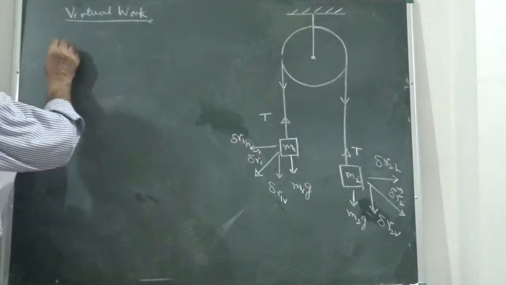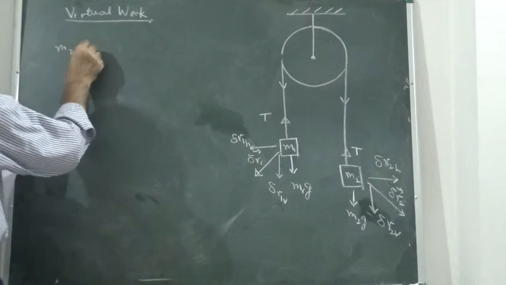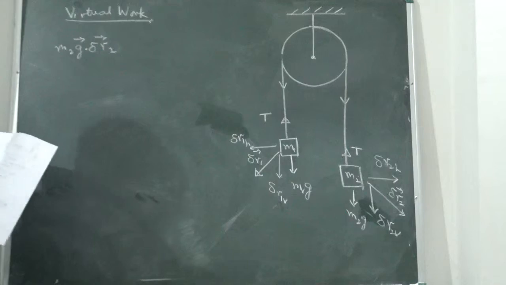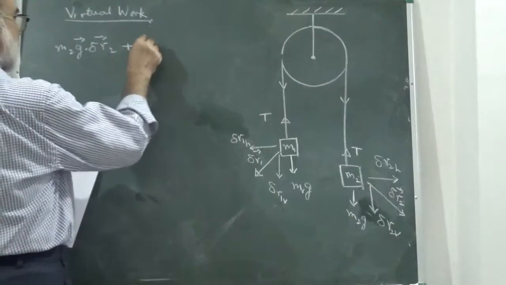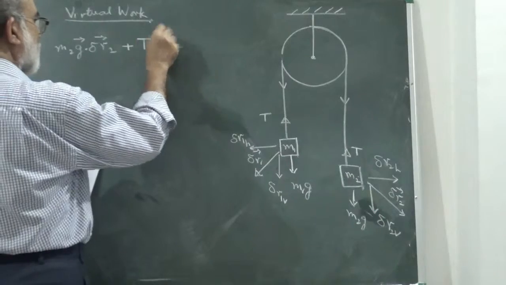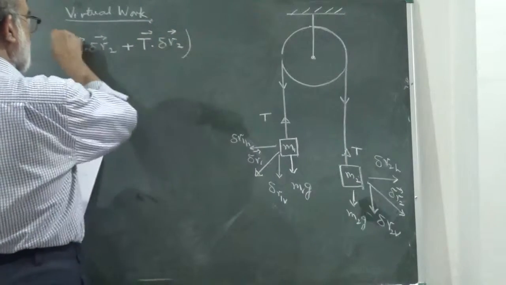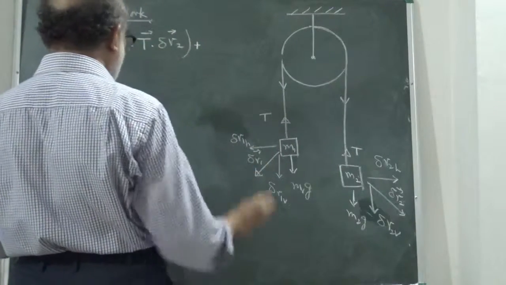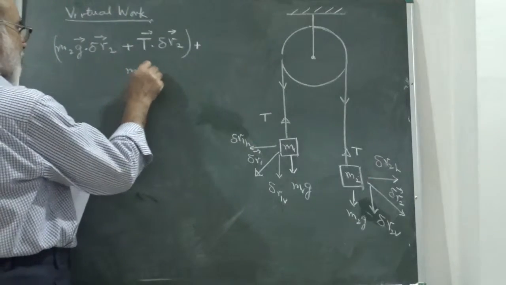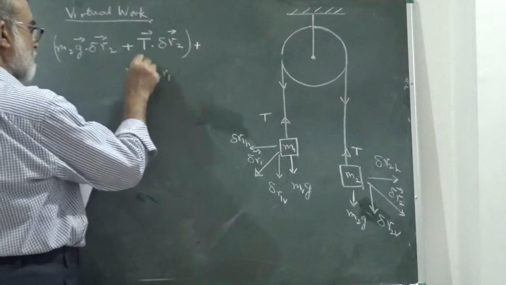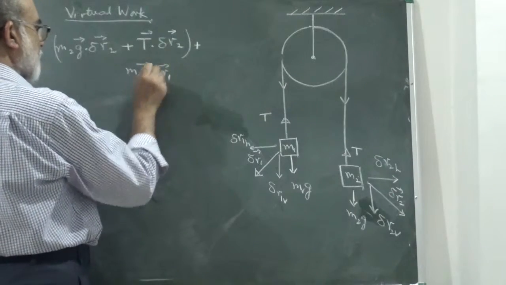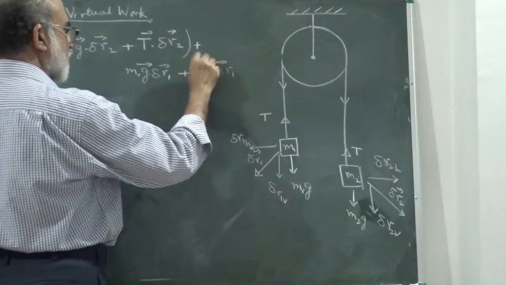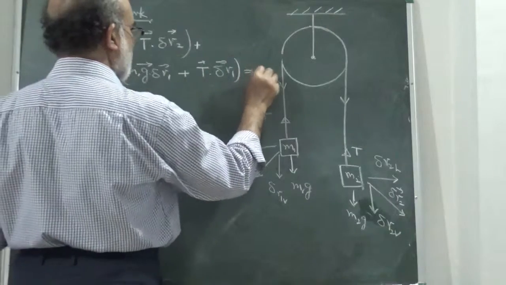So we have M2G dot delta R2 plus T dot delta R2, this is applied here, plus here M1G dot delta R1 plus T dot delta R1. This is the virtual work.